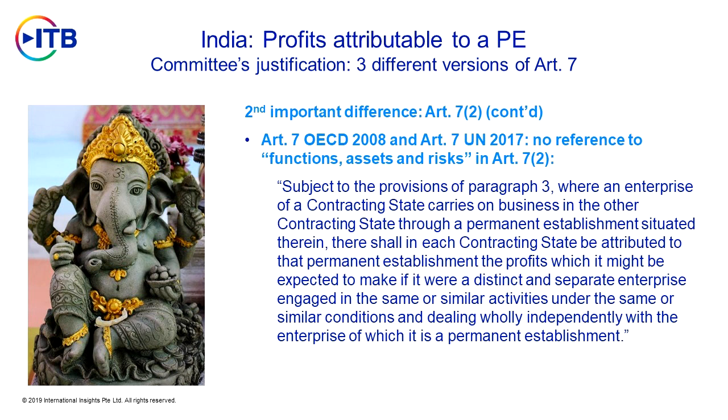Whereas there is no reference to these factors in the corresponding provisions in Article 7 OECD 2008 and Article 7 UN 2017: Subject to the provisions of paragraph 3, where an enterprise of a contracting state carries on business in the other contracting state through a permanent establishment situated therein, there shall in each contracting state be attributed to that permanent establishment the profits which it might be expected to make if it were a distinct and separate enterprise engaged in the same or similar activities under the same or similar conditions and dealing wholly independently with the enterprise of which it is a permanent establishment.